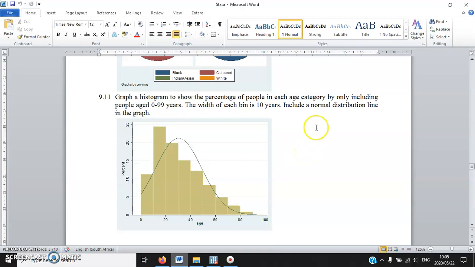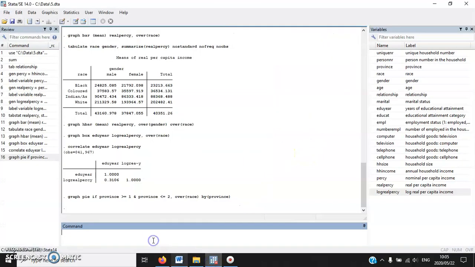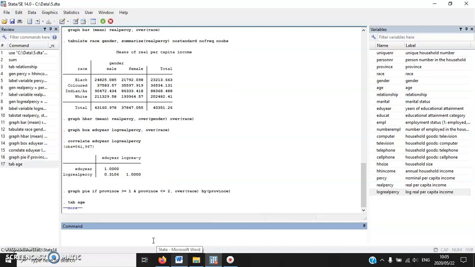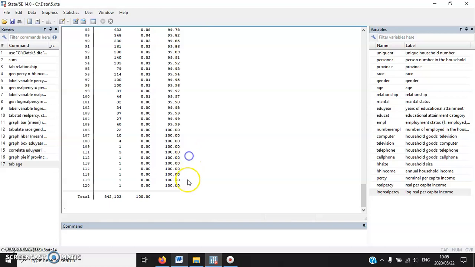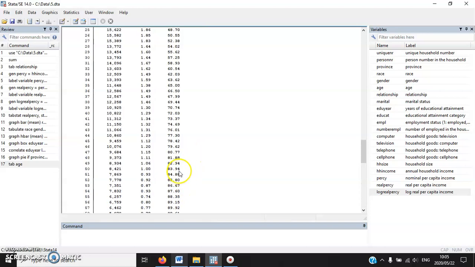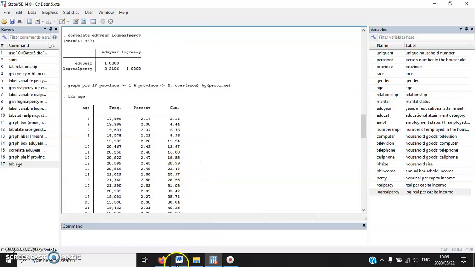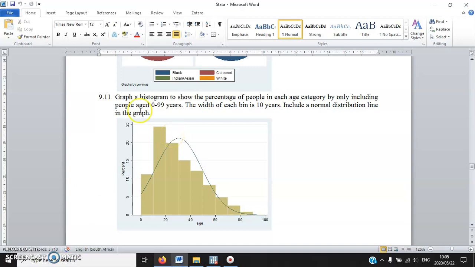Next one, histogram on age. I think we need to first find out if age is a discrete or continuous variable. So let me tap the age. Okay, all in integers. Okay, no decimal places involved. So it is a discrete variable in the dataset.